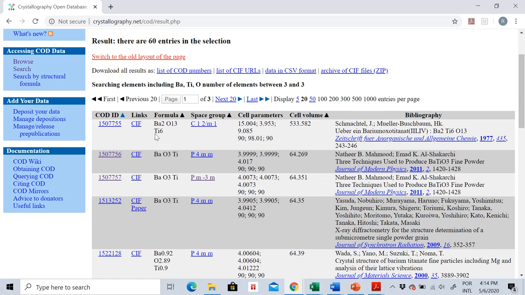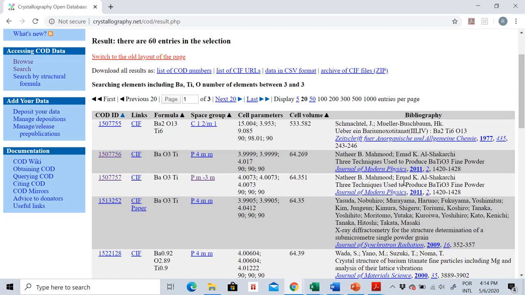This is a more complicated formula, but these are the ones I'm interested in. Barium 1, oxygen 3, titanium 1. And you can see here that there are two different possibilities, two different phases, let's say. But it seems that this is the cubic phase, and this seems to be a tetragonal phase. But you see, the lattice constant is very close. So this seems to be a small distortion with respect to the more symmetric phase. So this is the one we are interested in.